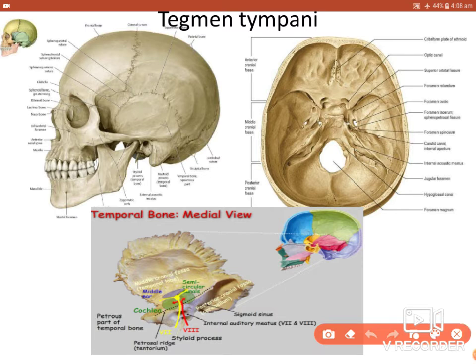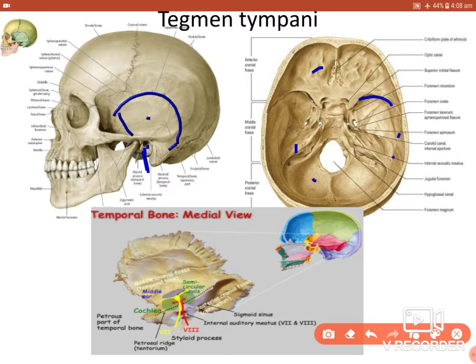Here in the skull lateral view, you can see this is the temporal bone. Here you can see this opening, this is the external acoustic meatus. That's the part of the external ear. This is the tympanic part of this temporal bone. Here you can see this is the cranial cavity.